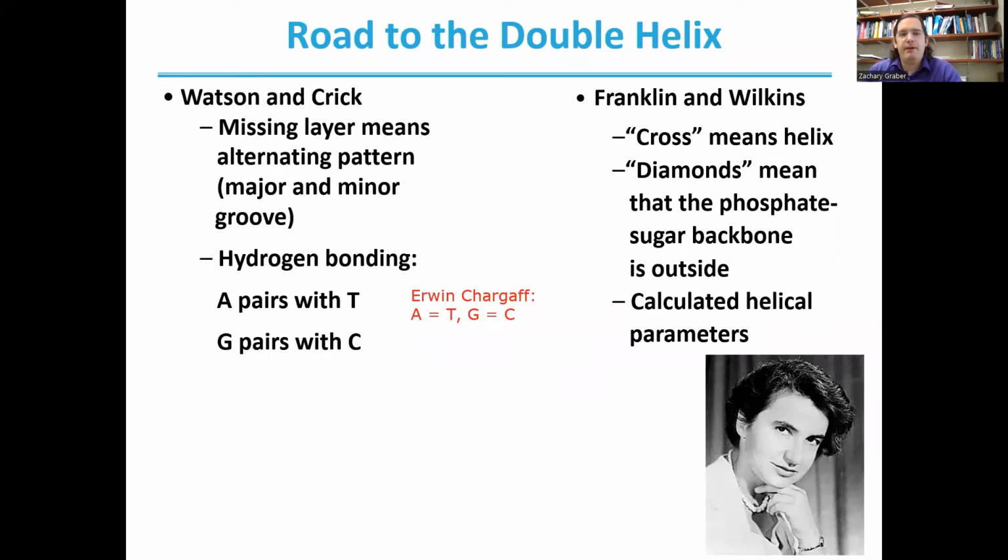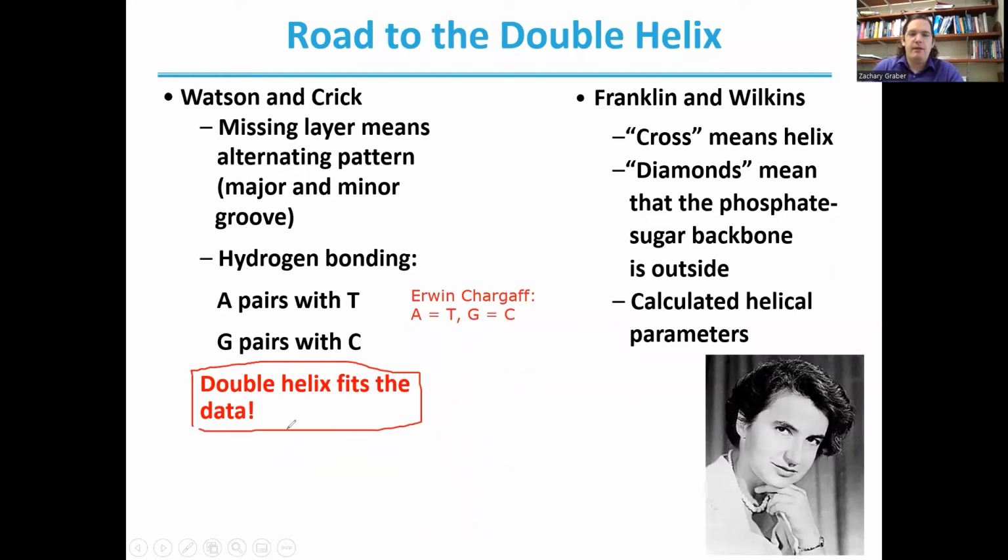So based on this pairing, along with the helical pattern, Watson and Crick then proposed a double helix model for our DNA. So the double helix fit both the older data showing that the pairing between nucleotides as well as the new X-ray diffraction data.